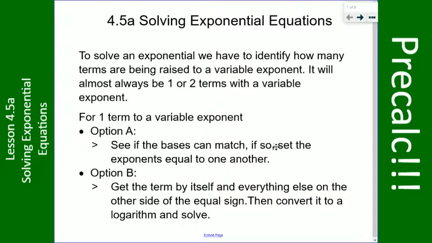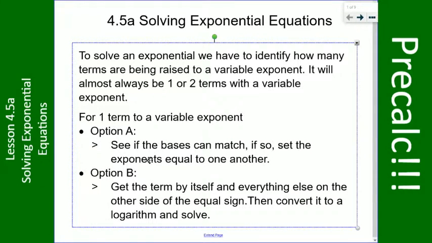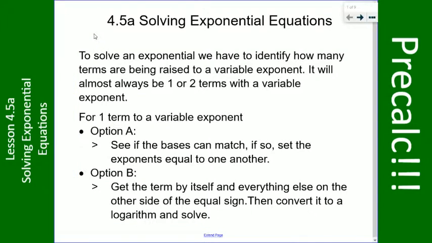If so, we can set those exponents equal to one another and then just solve for x, solve for the variable. Option B is to get the term by itself and then have everything else on the other side of the equal sign. Then we will convert it into a logarithm and solve from there. So let's take a look at what one of these problems looks like.